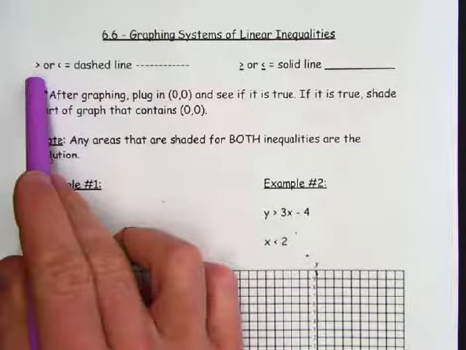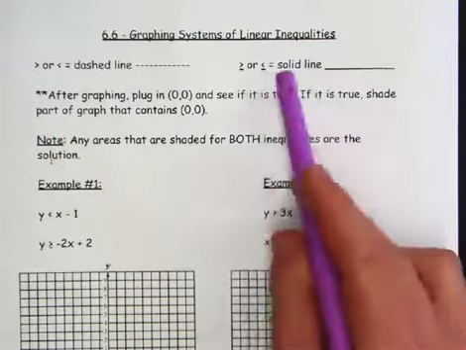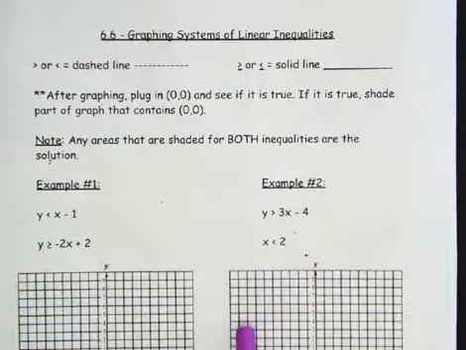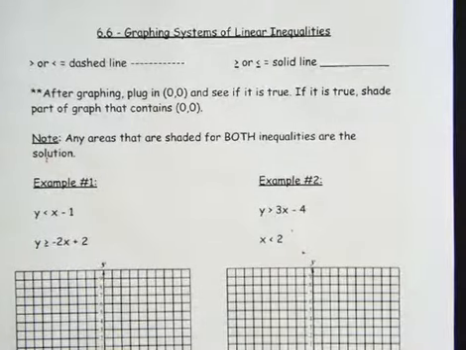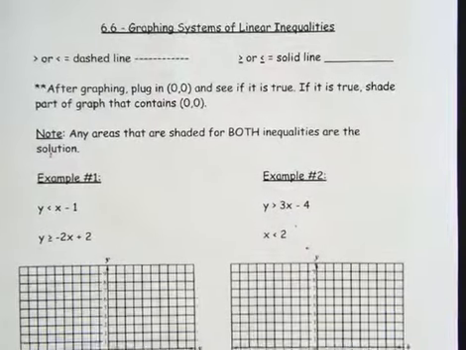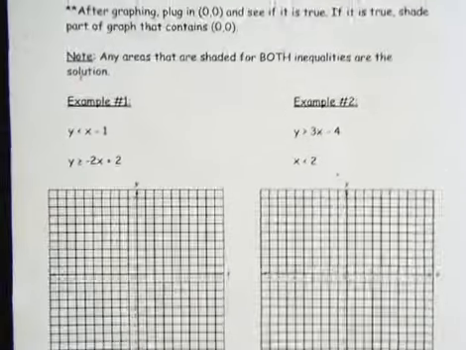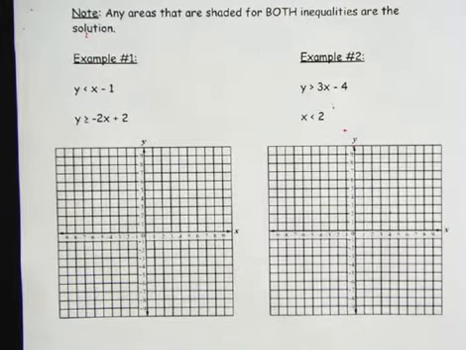Once again, greater than, less than is a dashed line. Greater than or equal to, less than or equal to is a solid line. After we graph, we're going to plug in 0, 0. We're going to see if it's true or not true. We're going to shade if it is true. We're not going to shade if it's not. Any areas that are shaded for both are going to be the solution. So let's look at this example number 1.